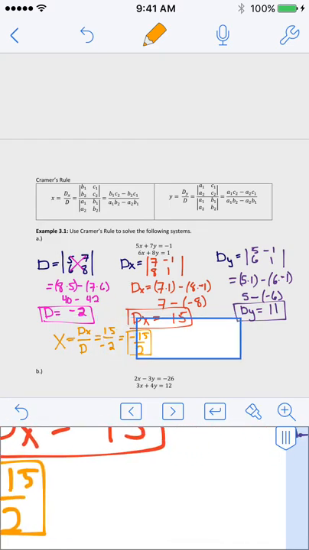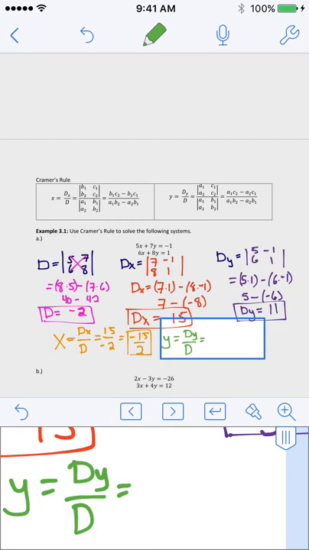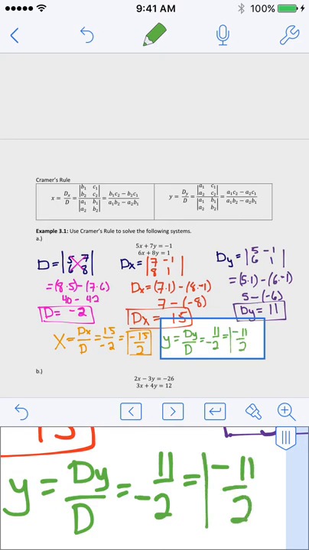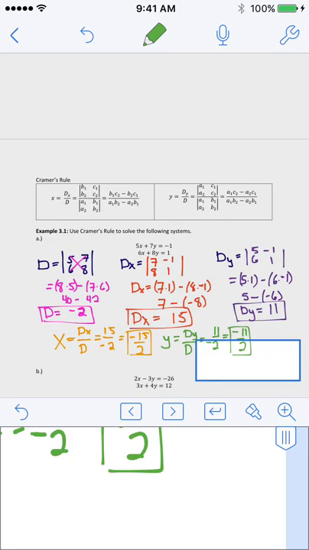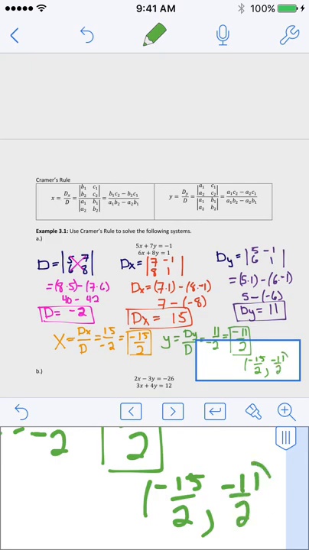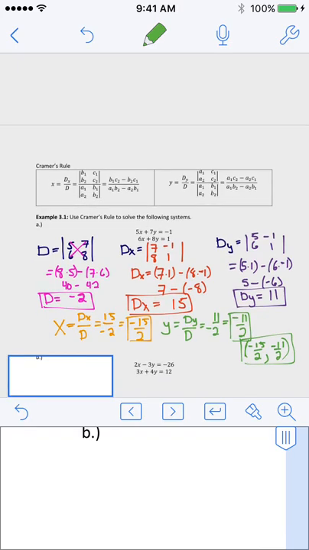Easy peasy lemon squeezy. Let's do the same thing for y. We'll do this one in green. Y is going to be equal to dy over d. In other words, it's going to be 11 over negative 2. And so it equals negative 11 halves. And we have our solution. Our solution to this horribly complex problem is the nice and easy negative 15 halves, negative 11 halves. You see how easy that was?